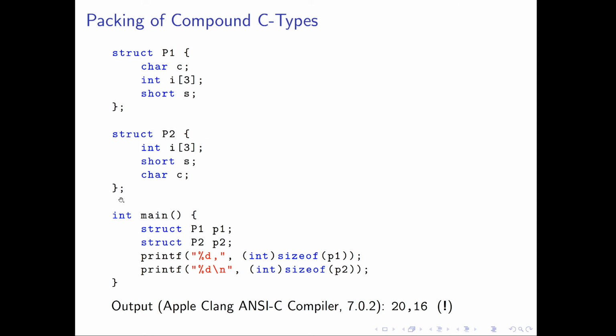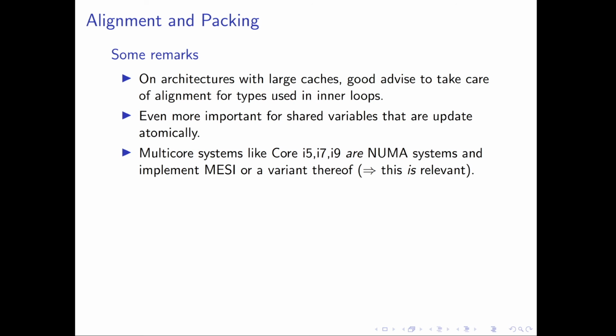And as we learned earlier, the sizes and the layout of your data structures influence cache performance, and also influence how atomic operations perform on NUMA systems. So this is something that you want to take care of, and you want to make sure that your variables are packed in the exact way that you want them to be packed when they are in inner loops. Some remarks: when you're on an architecture with large caches, it's really good advice to make sure that you have properly aligned types, especially when you're using them in a loop. This is even more important when you're using atomic operations on shared variables.